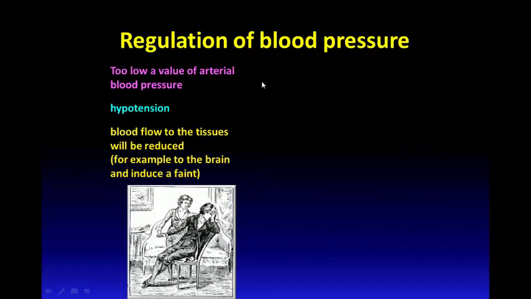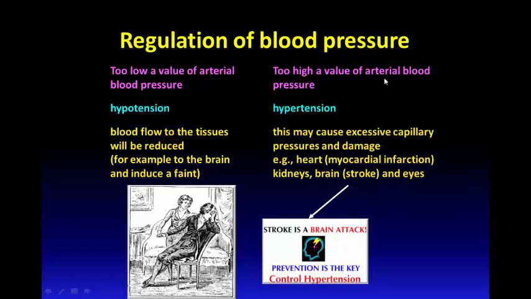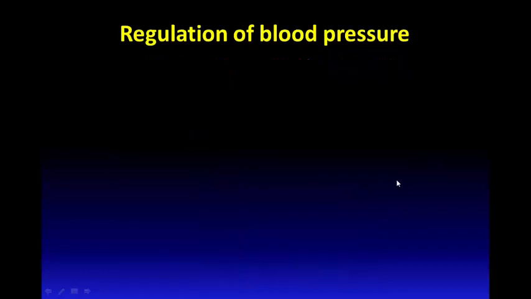Regulation of blood pressure is important, as we mentioned, because with too low a value of arterial blood pressure, when there is hypotension, blood flow to the tissues will be reduced. For example, blood flow to the brain will be reduced, and this might induce fainting. On the other hand, too high a value of arterial blood pressure, which we call hypertension, is also not good, because if the high pressure in the arteries reaches the capillaries, this might cause excessive capillary pressure and damage. And in the heart, the high blood pressure might result in myocardial infarction as a complication, renal failure, stroke, and changes in the retina, which we call hypertensive retinopathy. So blood pressure should be well regulated.